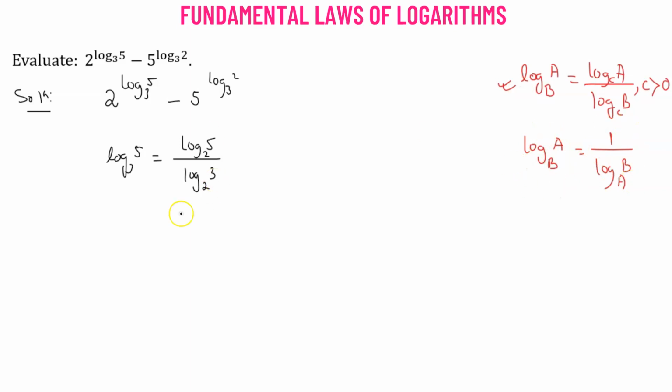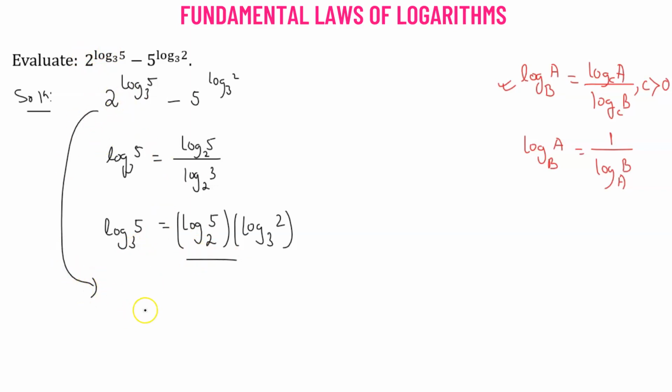So our expression will then become log of 5 with a base of 2, multiplied by the denominator. When it goes to the numerator, it will be log of 2 with the base of 3. So this is log of 5 with the base of 3. We'll replace this value in our first term. So our first term then becomes 2 raised to the power of log of 5 with the base 2 multiplied by log of 2 with the base 3, minus, we'll keep the second term intact, 5 raised to the power of log of 2 with the base of 3.